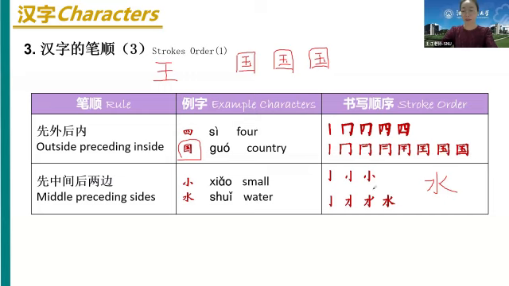水, we have just learned it, okay? And this Chinese character 小, for example, middle at first, and then left side preceding right side, okay? Middle preceding sides, but on two sides, left side preceding right side, okay? So that is one of the stroke orders. So have you got it? Outside preceding inside, but we should close the door at last, okay? And middle preceding sides, okay? And on two sides, left side should precede right side.